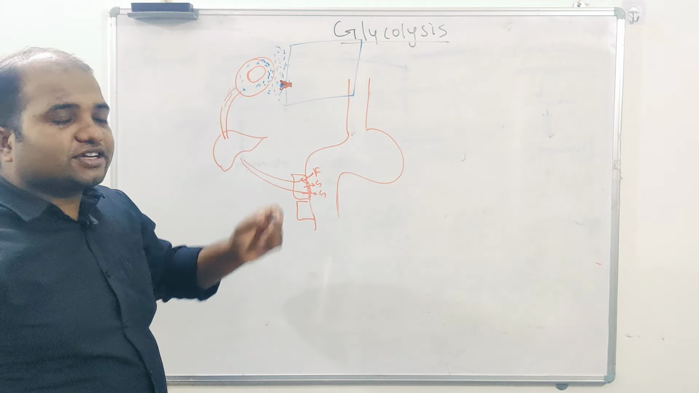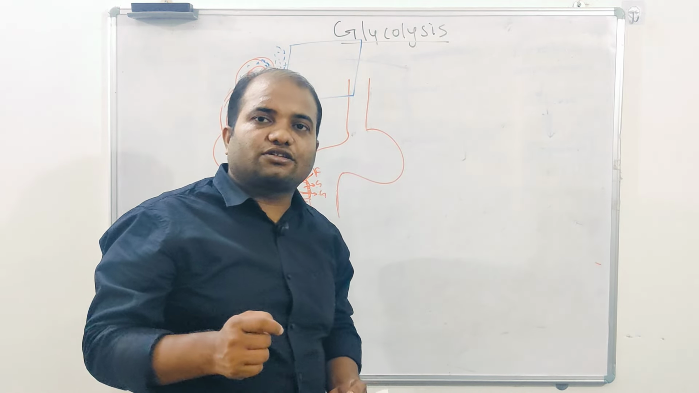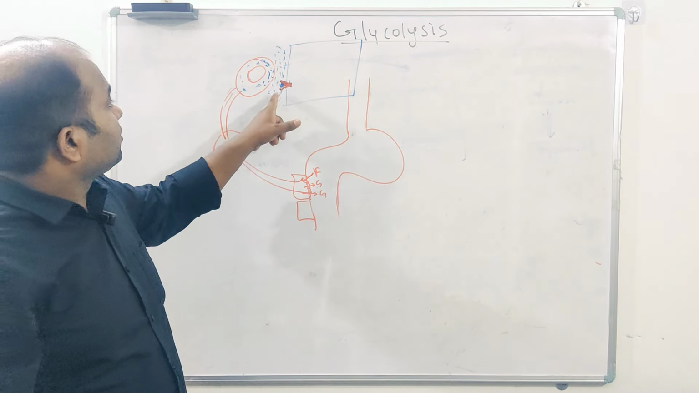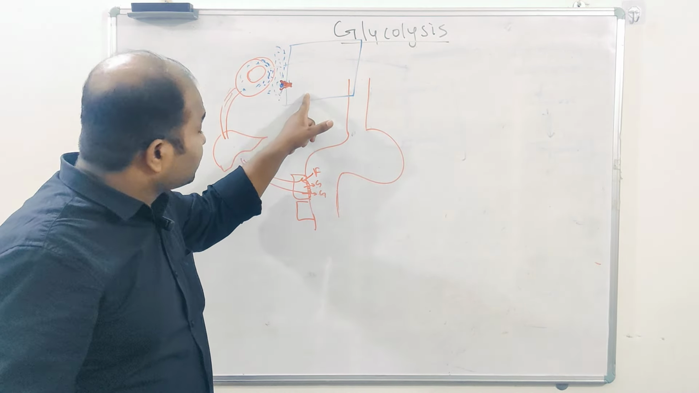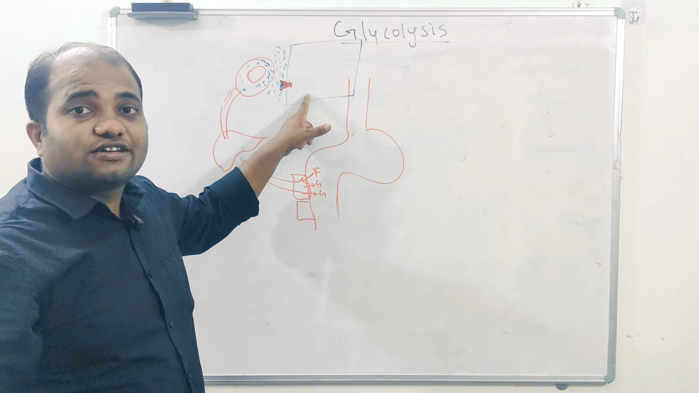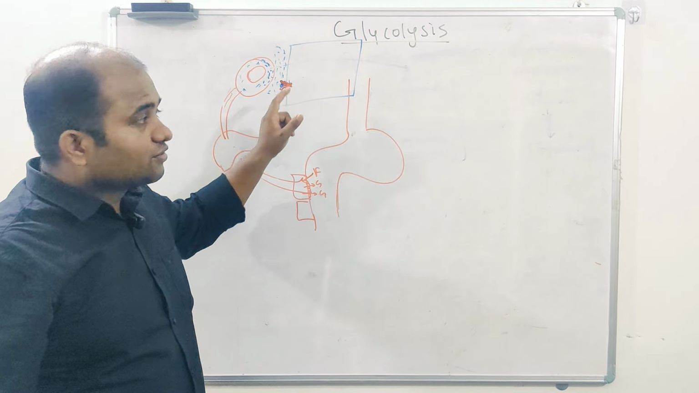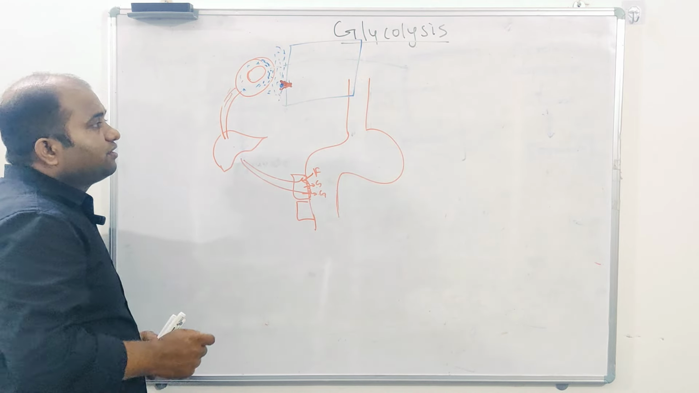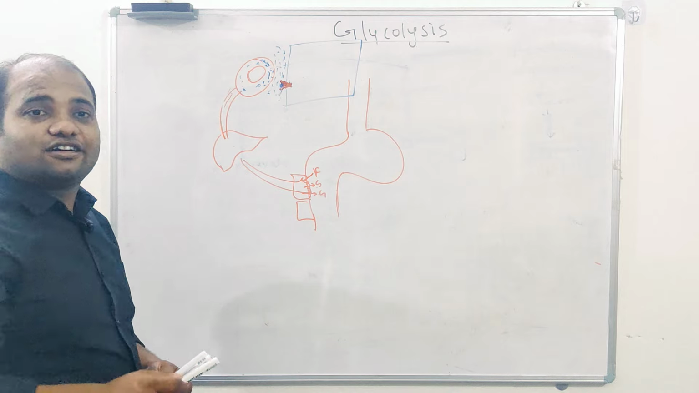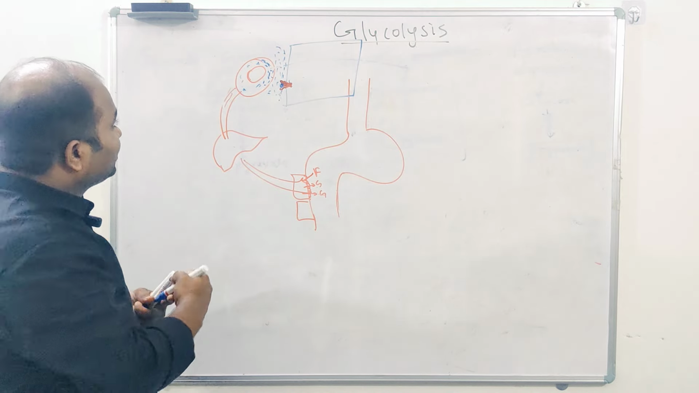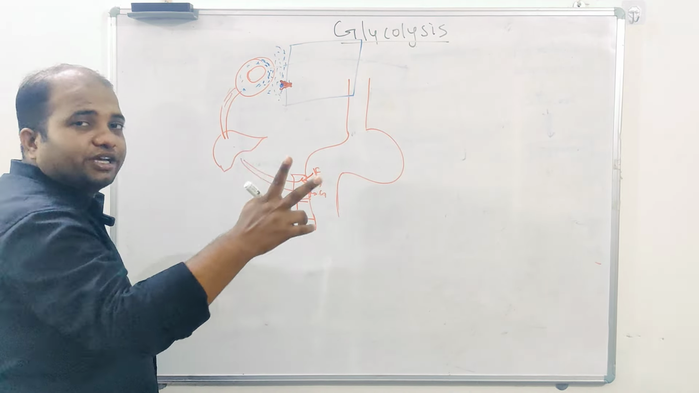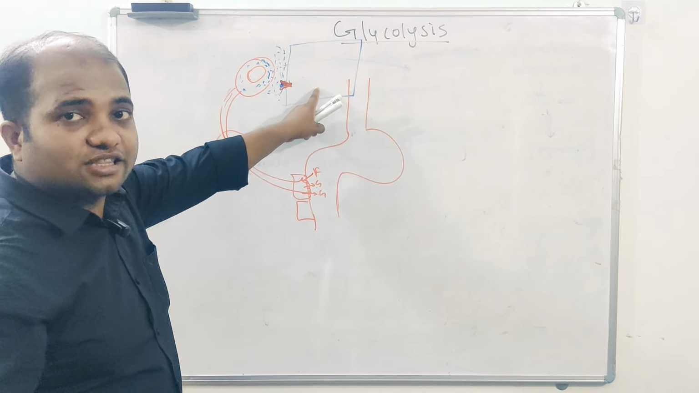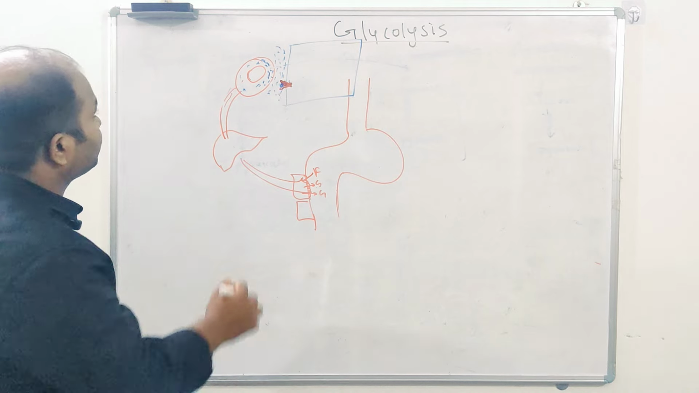When any substance moves from high concentration to low concentration, we call it diffusion. Of course this is diffusion, but this diffusion is facilitated by a protein. So this special kind of diffusion is called facilitated diffusion. Actually, there are two ways glucose will enter inside the cell. One is through facilitated diffusion.